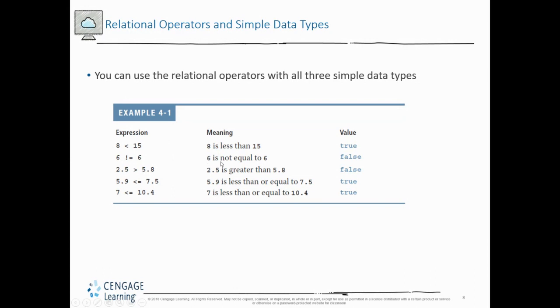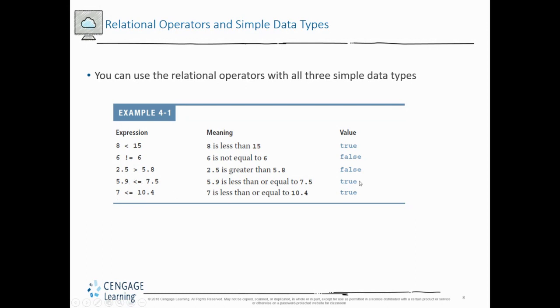Well, 6 is not equal to 6 is what it means, and that's false because 6 equals 6. So when you're using a not with an equal, it's good to pretend it doesn't have the not first. Like if the not is not here, then what's there? 6 equals 6. Is that true? Of course it's true. So if you see a not, it means automatically it's false, assuming the other was true. Okay? All right. 2.5 is greater than 5.8. Of course it's not. So it's false.